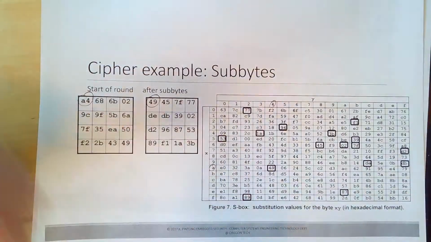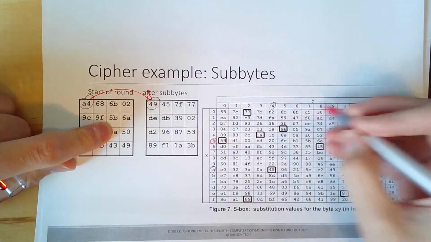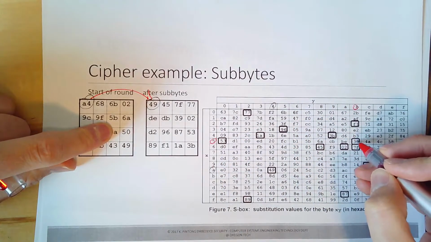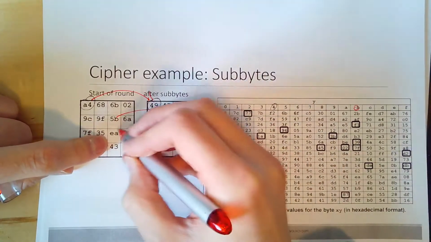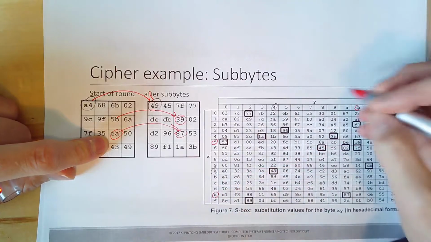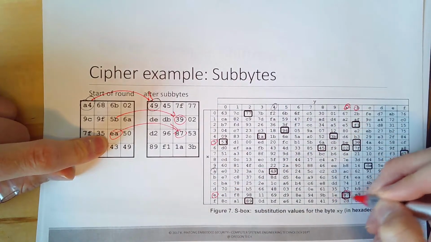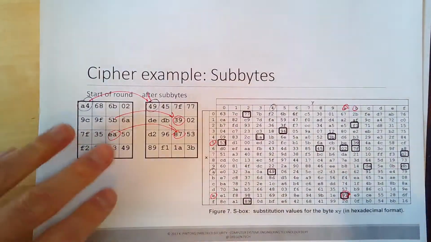Let me switch pens. 5B, we look up 5B, 39. EA goes to 87 by way of the table. Okay? So that's how you do SubBytes.